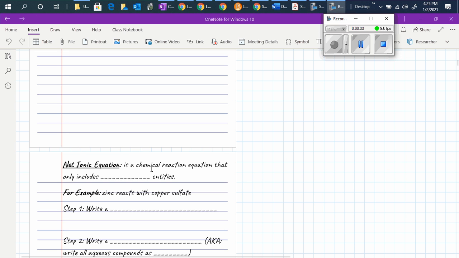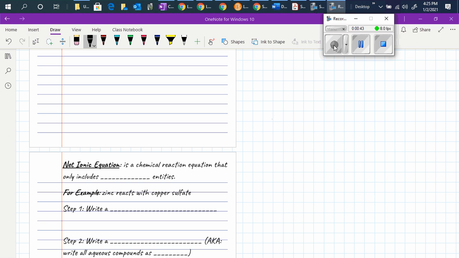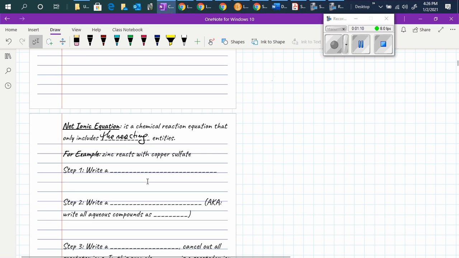Net ionic reactions or net ionic equation is a chemical reaction that includes only the reacting entities. What is reacting in the equation? Because we have some entities that are known as the spectator ions, which are present in both sides of the chemical reaction. So in order to write a net ionic reaction, and this is kind of a review from what we did in the previous unit, as a very first step we need to write the balanced chemical reaction.